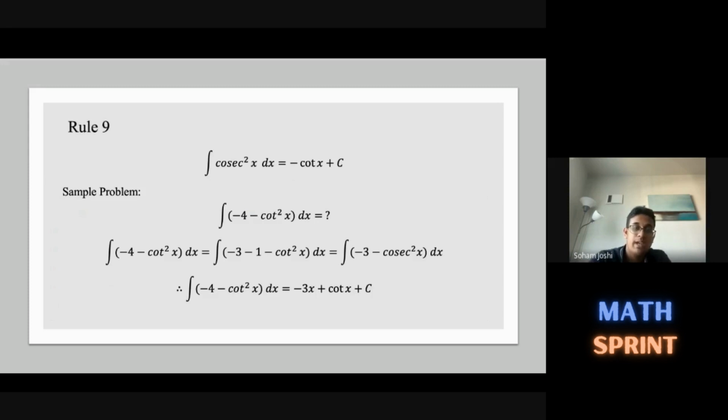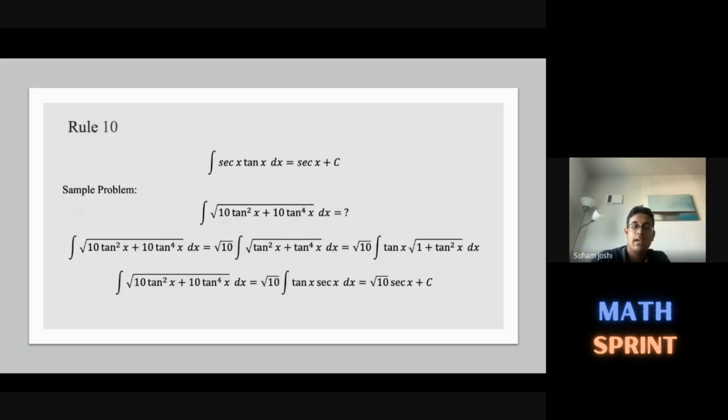Now, rule 9. Integrating cosec square x with respect to x gets you minus cot x plus c. So an example solution. Now let's say we have to integrate minus 4 minus cot square x with respect to x. We express minus 4 as minus 3 minus 1. We know the identity 1 plus cot square x is equal to cosec square x. So integrating minus cosec square x with respect to x, we get cot x. So the final answer becomes minus 3x plus cot x plus c.